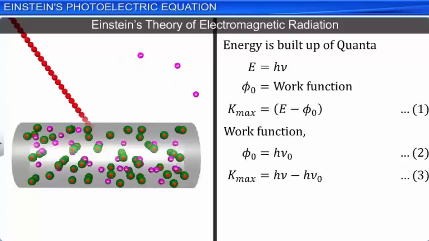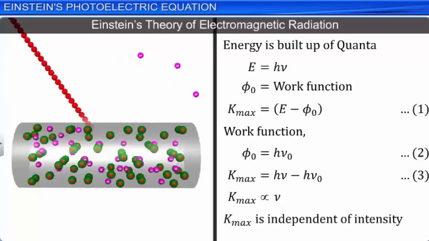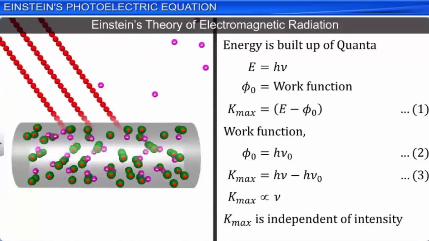From equation 3, we observe that the maximum kinetic energy of the ejected electrons is proportional to the frequency of the incident radiation, nu, since h nu naught is constant for a metal surface. From this, we also observe that the maximum kinetic energy of the ejected electrons is independent of the intensity of the incident radiation.